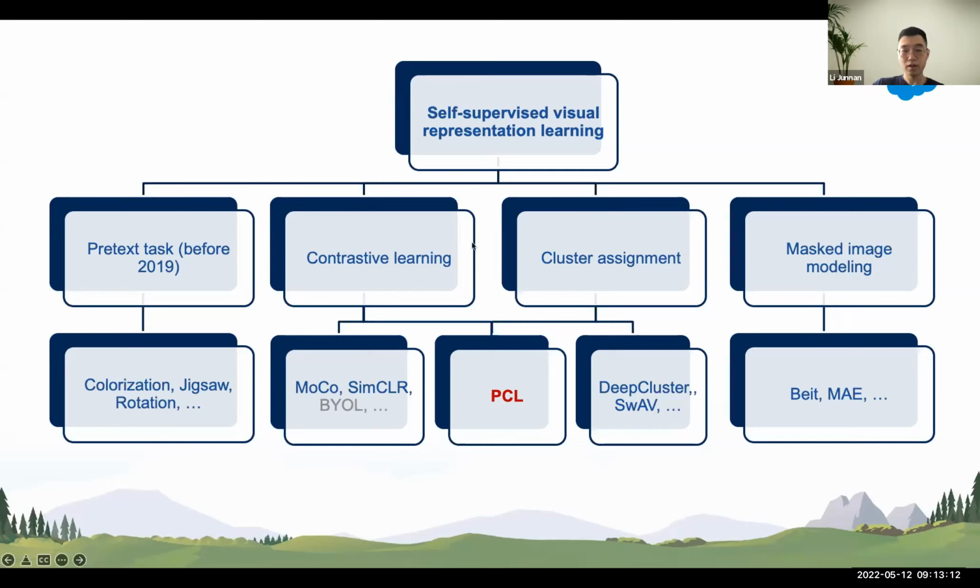And then there comes contrastive learning, which is a game-changing method that makes self-supervised learning very effective. And in the meantime, there are some other approaches that explore clustering. And I will introduce our PCL paper, which bridges contrastive learning and clustering. And very recently, there has been a new trend called masked image modeling, represented by BEiT and MAE, but we will not cover this topic in today's talk.